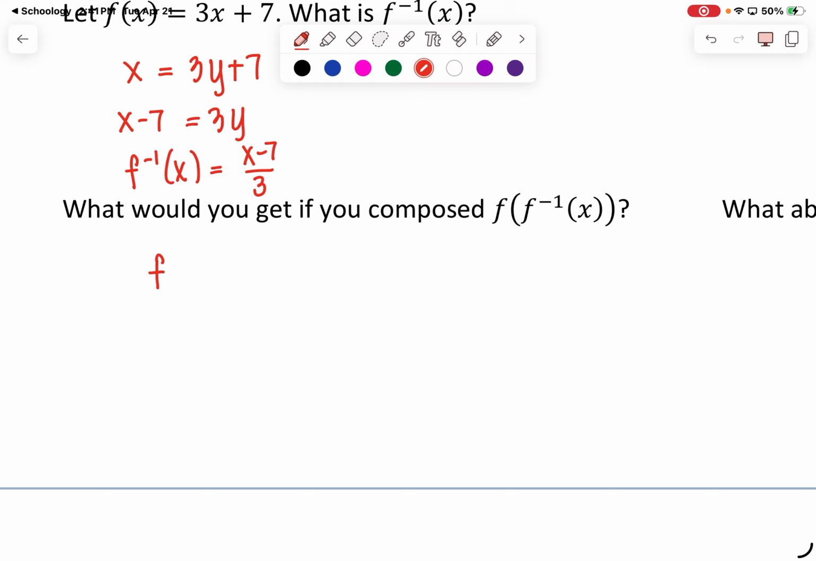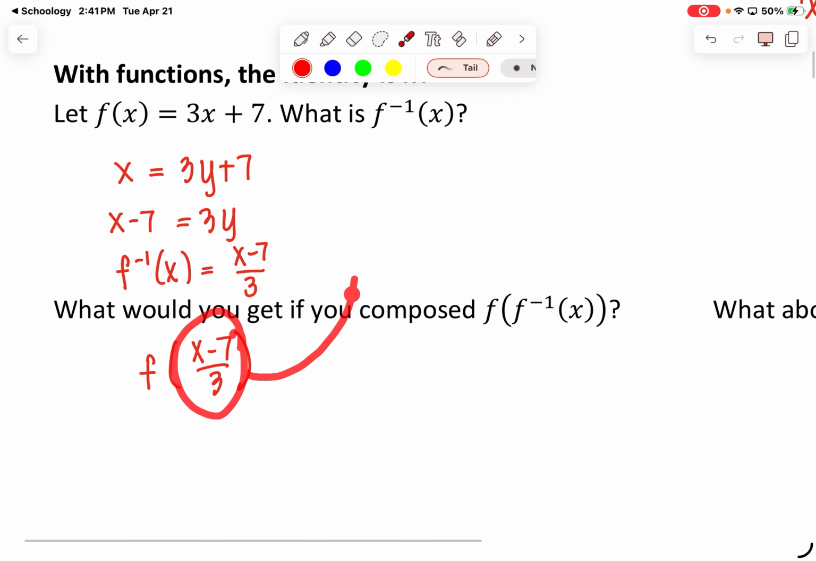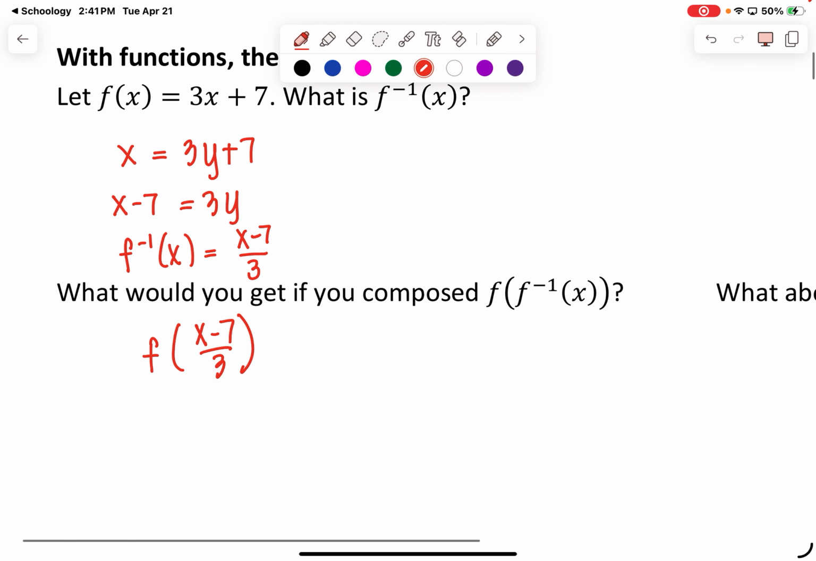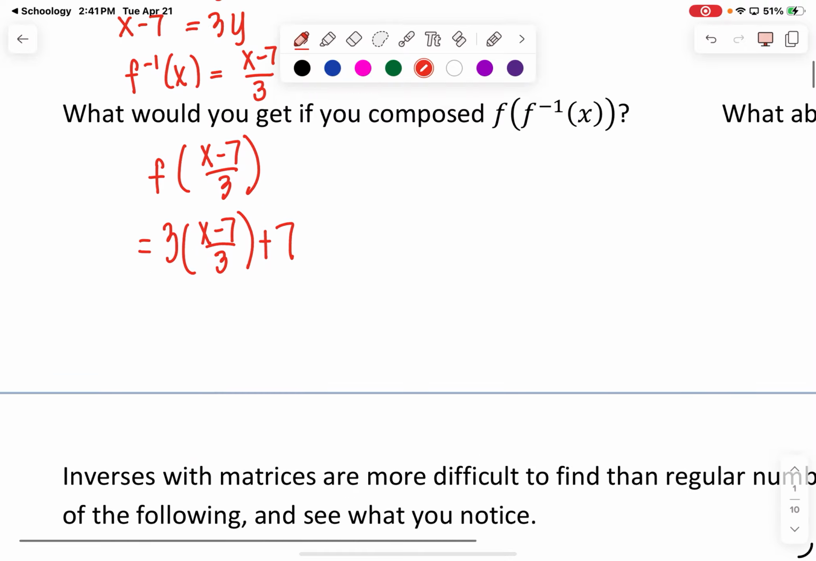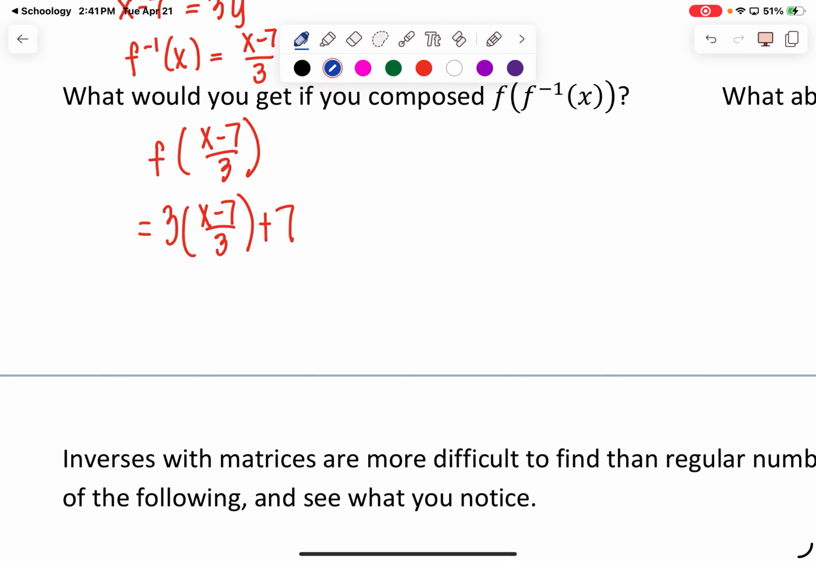We're going to take f, and we're going to plug in f inverse. So take this right here and plug it into f for x right there. So we're going to do 3 times x minus 7 over 3, plus 7. Now we're going to simplify this. You do have to show your steps of simplification. You're going to say that 3 divided by 3 simplifies to 1. Then you have x minus 7 plus 7, and -7 and 7 cancel out. You just get x.